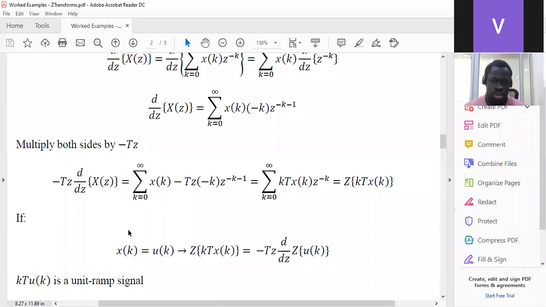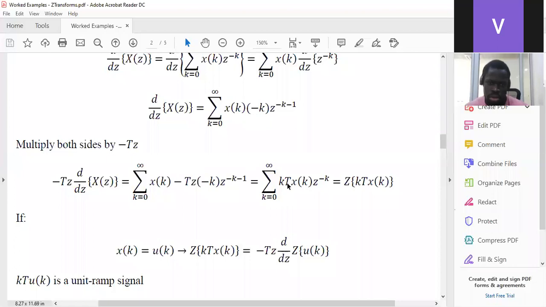So we multiply both sides by minus tz. Then we get minus tz here, then minus tz here. So this is simply what we add here, but we simply multiplied by minus tz. So when you multiply minus times minus is plus. Minus times minus is plus, so there's no minus here again.